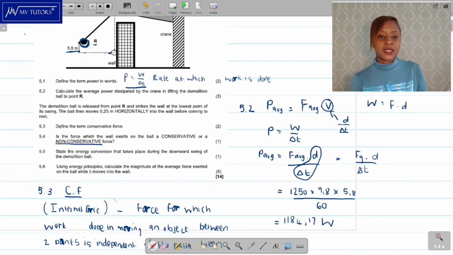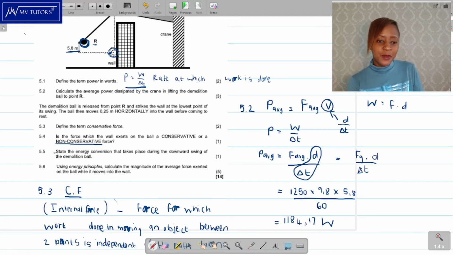So the ball comes with kinetic energy to the wall, and the wall will exert back with the force that it comes with. Because we've established that at that point you have a non-conservative force, the wall will also exert a non-conservative force on the wrecking ball. Hence it is a non-conservative force. If they had asked about the ball when it is released, we would have said conservative, because the only force acting on it is gravity, and that is a conservative force.